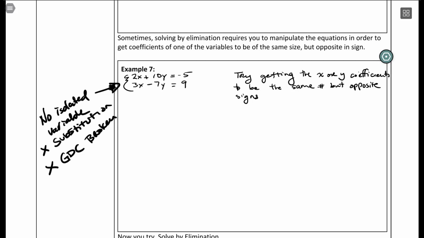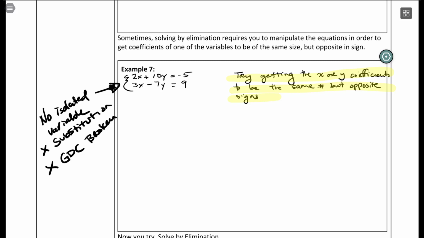Our first step is thus, try getting the x or y coefficients to be the same number but opposite signs. That's what we need to have in order to make this happen. So how do we do that? Okay, well, which ones do we want to work with? Do we want to work with the x's or the y's? What we want to think about here is really what are going to be some least common multiples that we want.